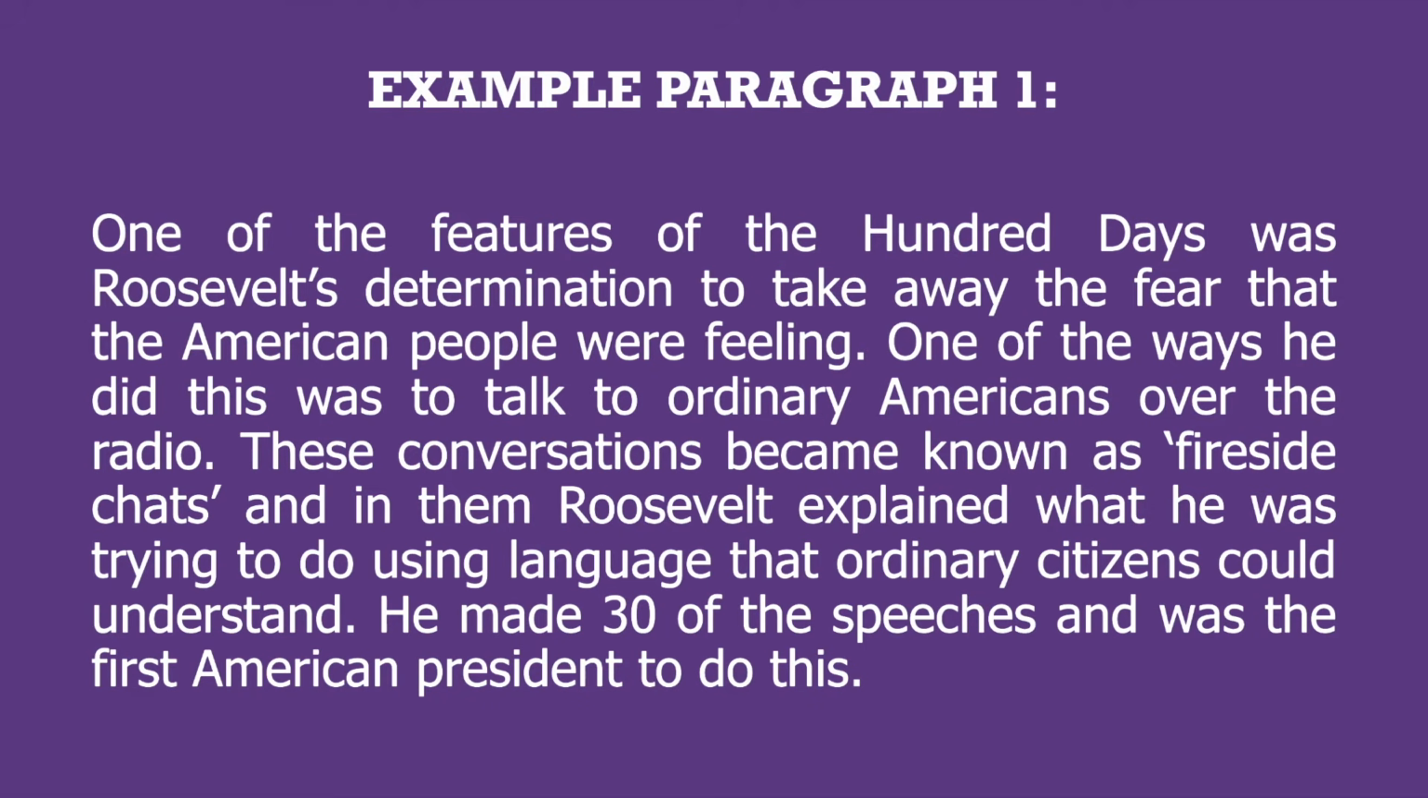In this paragraph, the best thing is that the student starts out by clearly pointing out what their feature is, what they're talking about in relation to the event. He or she clearly points out that the feature they are describing is Roosevelt's determination to take away the fear that the American people were feeling. So that is the one feature the student has focused on in this paragraph, and he or she goes on to explain how Roosevelt did this.